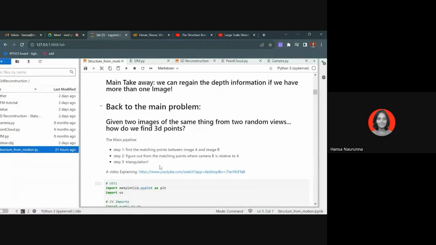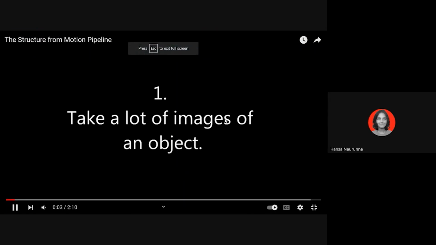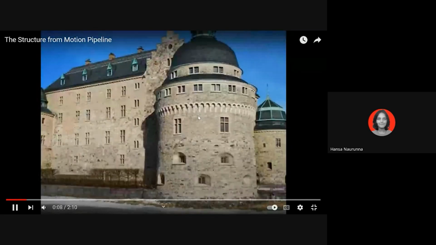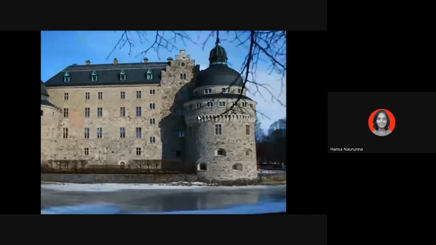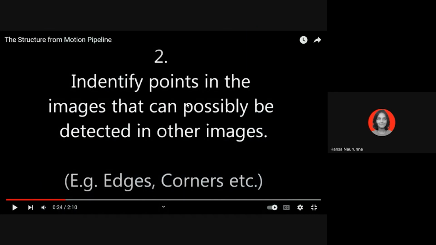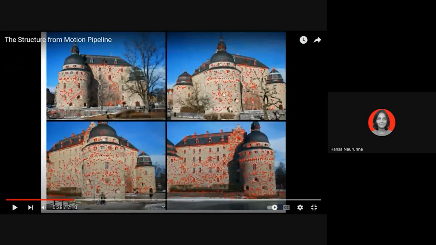Me saying it like that doesn't really make a lot of sense, so let's take a look at this video. Over here we have some pictures of a castle. Let's press play. Now we are identifying the points in the image that can possibly be detected in the other image. This is feature extraction. We draw dots on each and every image to identify unique points in every image.